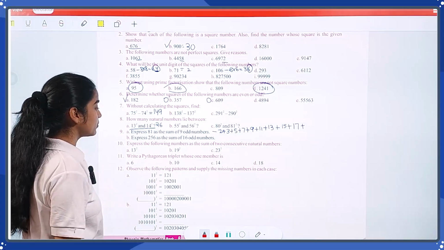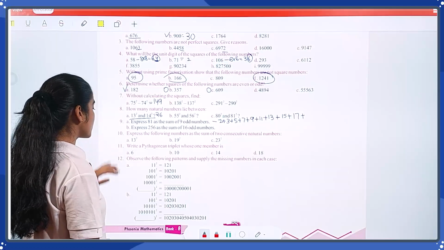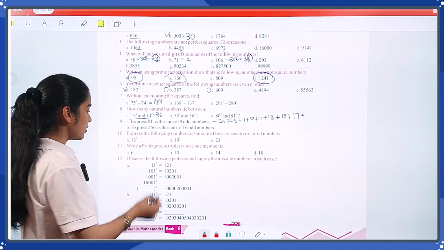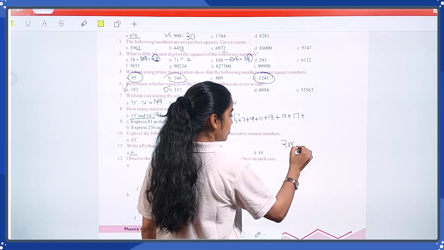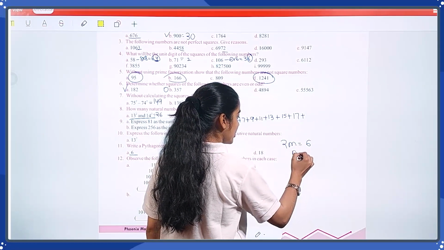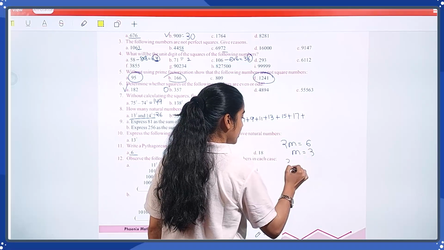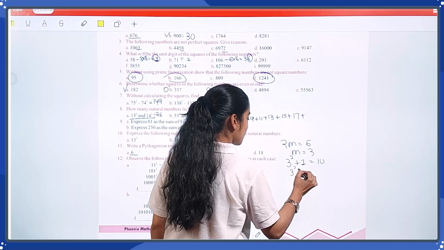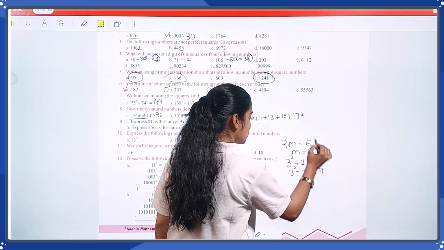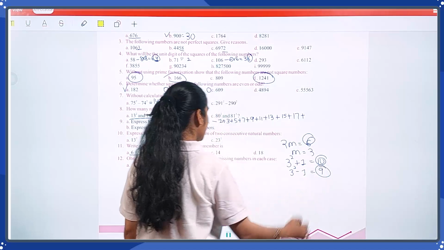Write a Pythagorean triplet whose one member is 6. So I already explained this to you also. If your member is 6, so 2m is equal to 6. So m value is 3. 3 square plus 1 is 10. 3 square minus 1 is 8. So these are your Pythagorean triplet.